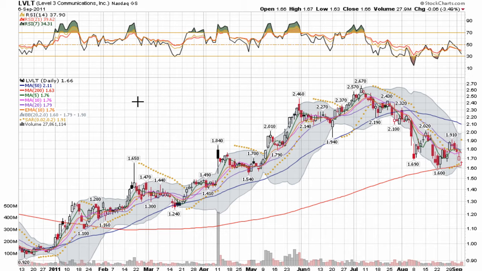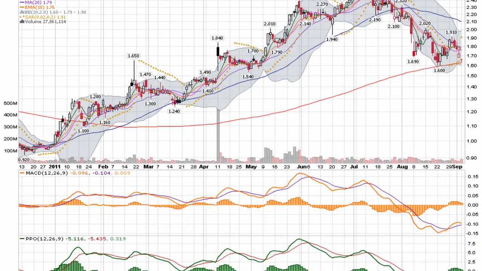This video chart presentation is of Level 3 Communications Inc. Level 3 is a NASDAQ Global Select stock, trading under the ticker LVLT. I thought this was a pretty interesting chart. A doji, basically right on the 200-day moving average, right around a support level. Obviously a pretty good fall here. Lost about $1 a share from up around 2.70 down to where it is, closed at 1.66.